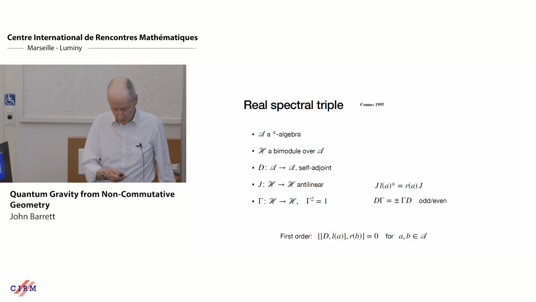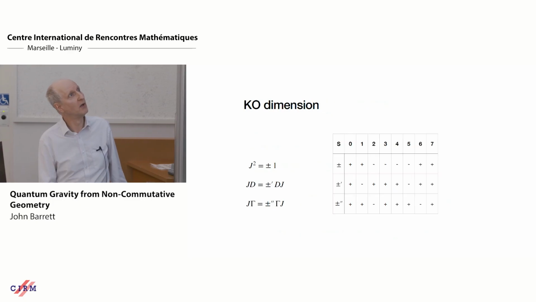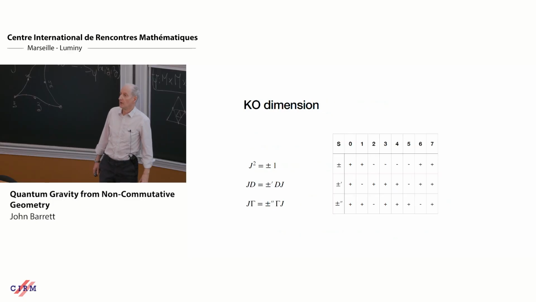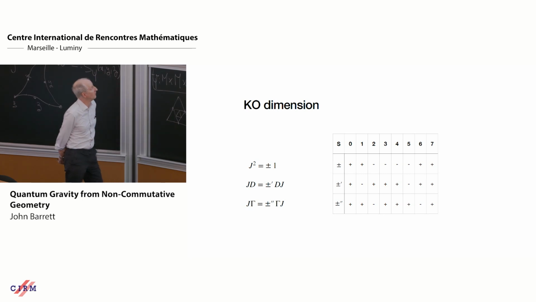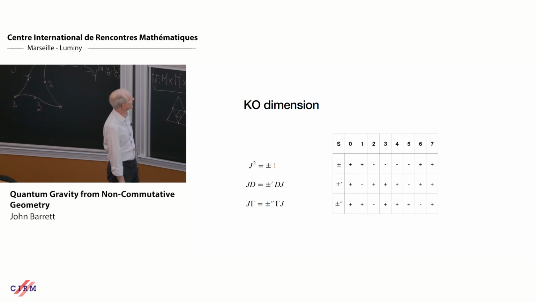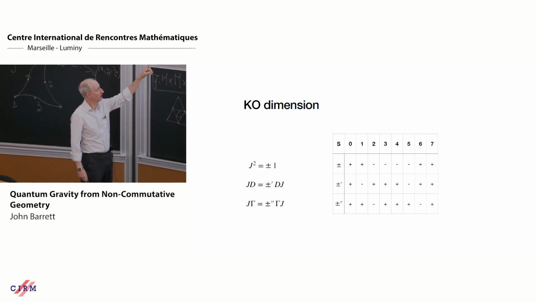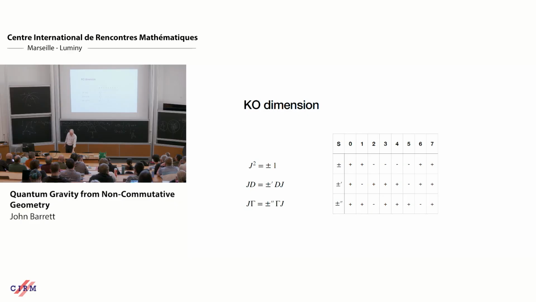Okay, so I guess this is fairly familiar to most people, but so here's the KO dimension, the final piece of the jigsaw, the properties of the antilinear operator J, called the real structure. It squares to plus or minus 1. It commutes or anticommutes with the Dirac operator, and it commutes or anticommutes with the chirality operator. And those signs arrange themselves in a table there, which tell you the parameter S, which is the KO dimension of the spectral triple.